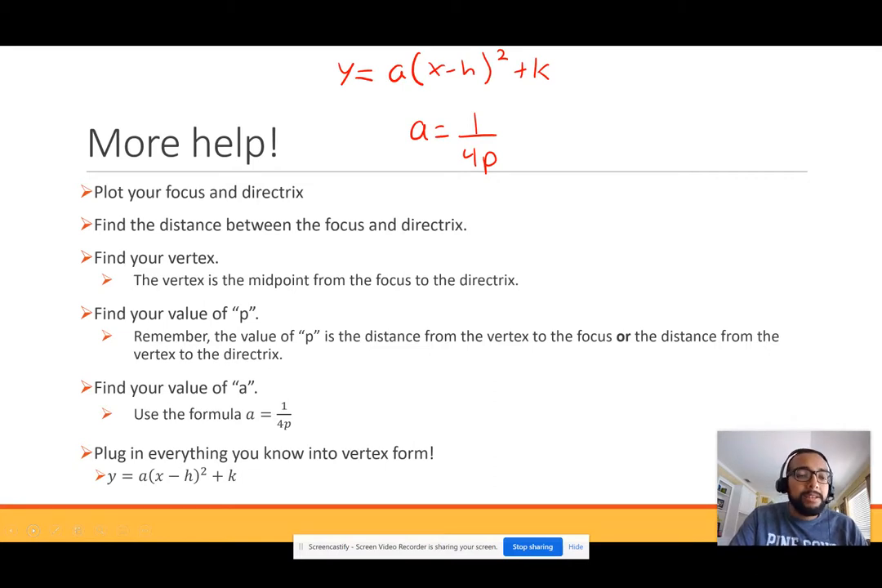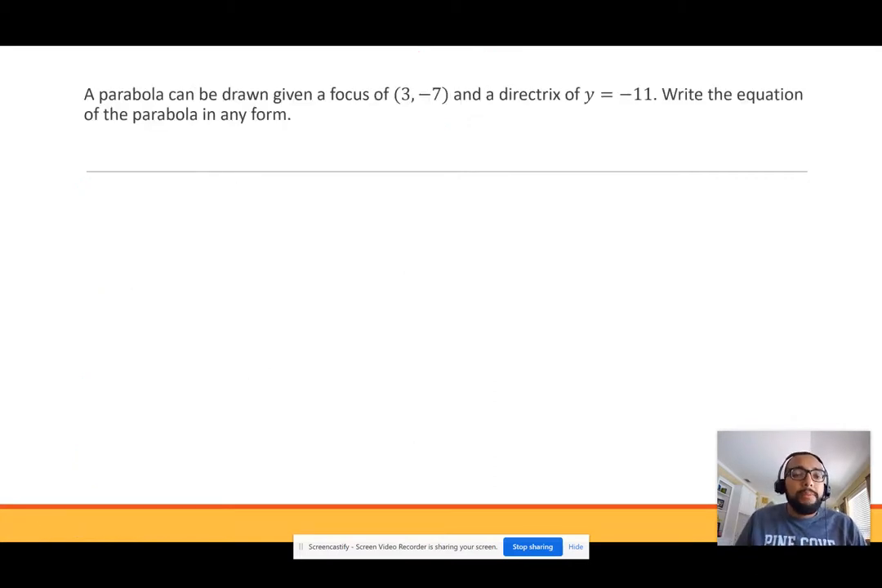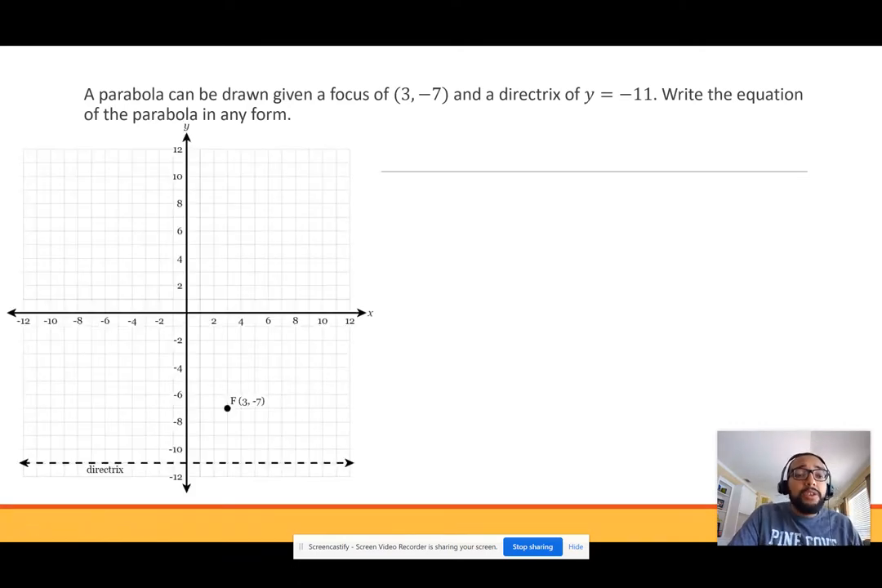So let's look at some examples. A parabola can be drawn given a focus of (3, -7) and a directrix of y equals -11. Write the equation of the parabola in any form. Now, first step, I said plot your focus and directrix. And luckily on this assignment, it already gives you a graph. It shows there's your focus, and there's your directrix. So, boom, part 1 done.